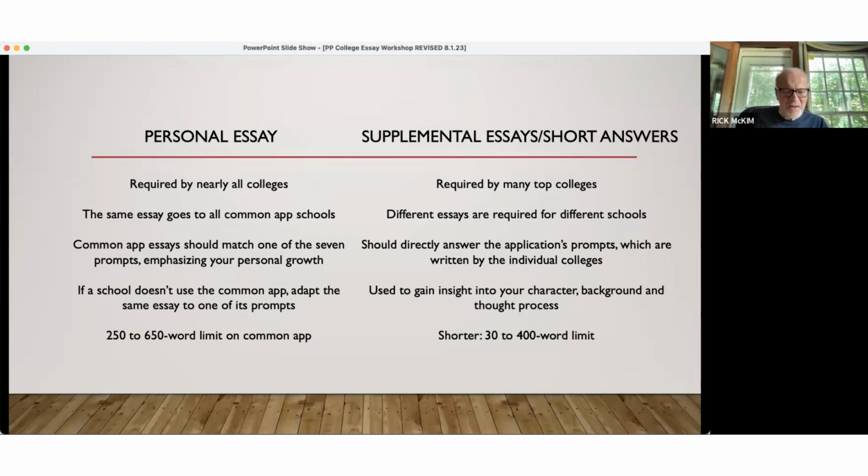There's a 250 to 650 word limit on the Common App. What we like to call the sweet spot is about 500. 500 and a bit maybe is about the length of the most successful essays. 250, which is 1 page, double space type, is too short, and 650 tends to be too long. There are exceptions, of course.